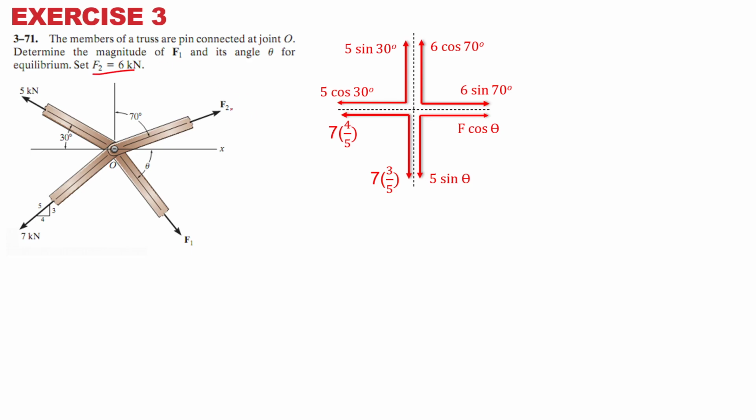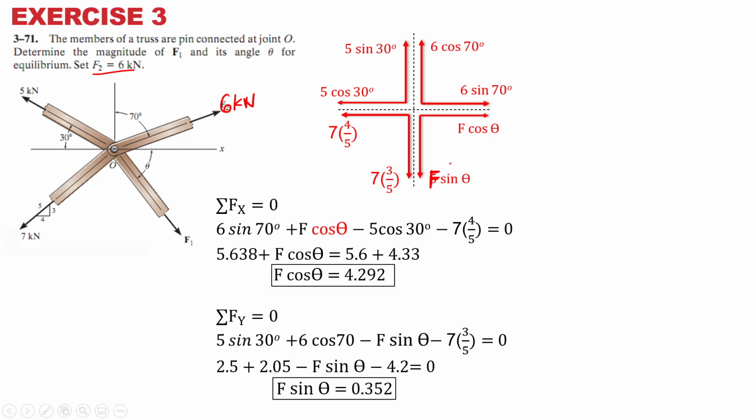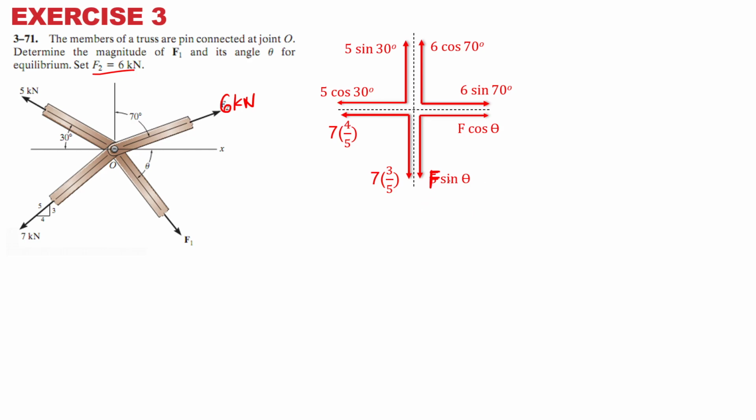Okay, so converting all this, F2 is 6 kilonewton. That makes your life easy already. What is it that we don't know? F1 we don't know. F cos theta. This one 5 sin theta. This one is wrong, I think. F, this one. Am I right? Yeah, F sin theta. So this one looks quite complicated. You have to solve this one first. This is your summation Fx equal to 0. These are all positive, these are all negative. So many components involved.